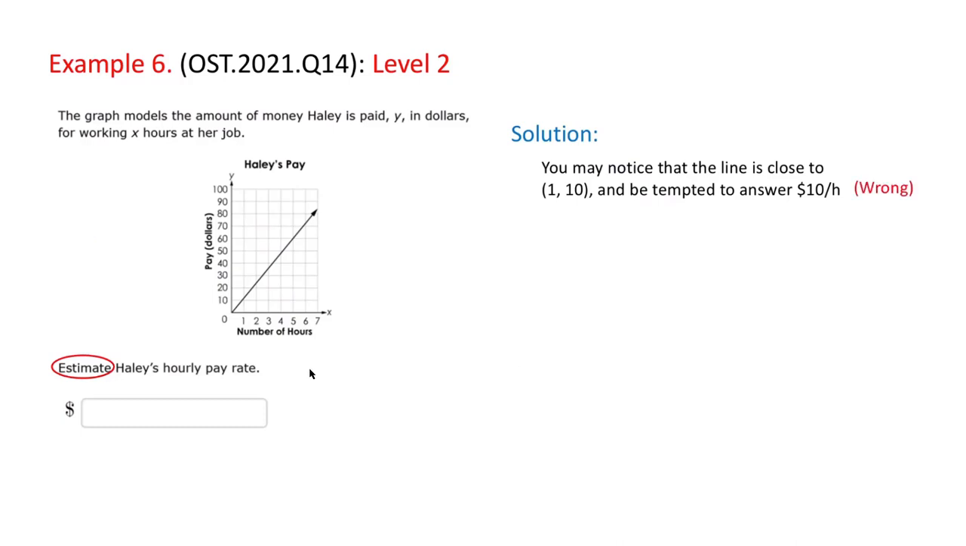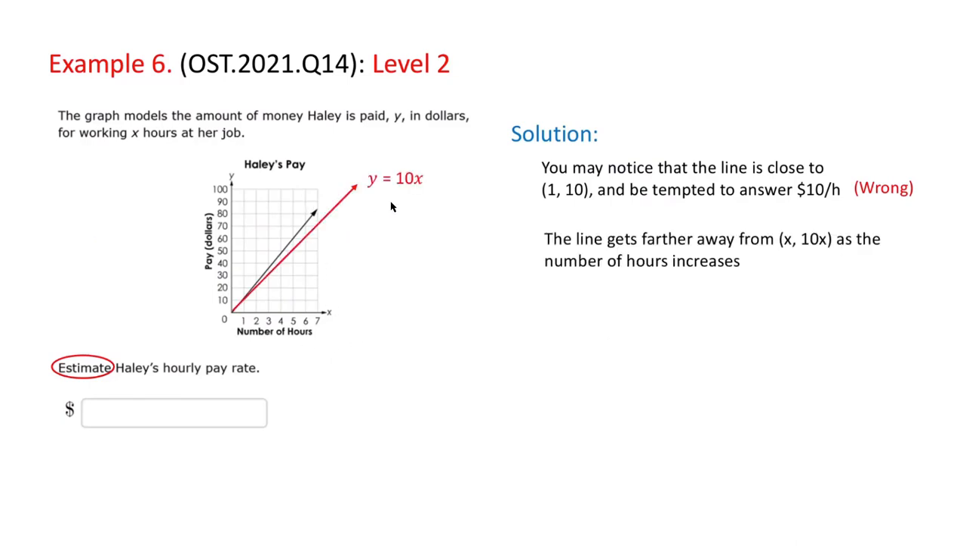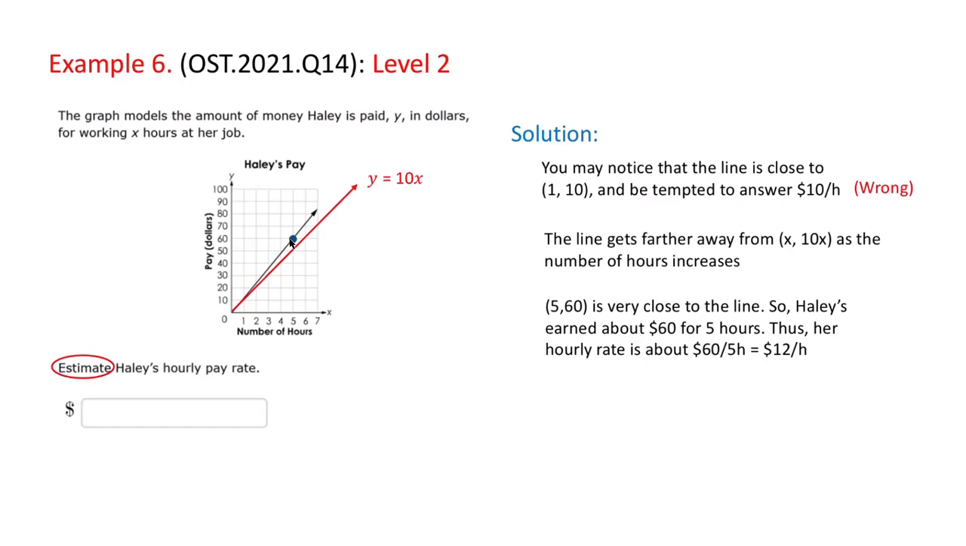That is wrong, because look what happened as the number of hours increases. Look at 3. At 3, you don't have 30. Look at 4. You don't have 40. You have much more than 40, see? So that's not a good answer. But what happened to this line is if you compare it with y = 10x, it's going further away, farther away. So a good estimate will be when it would be this point. When 5 hours, $60. So 60 divided by 5, that's $12 an hour. And any answer between 11 and 12 would be acceptable.